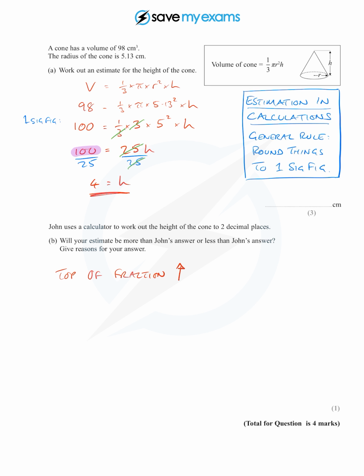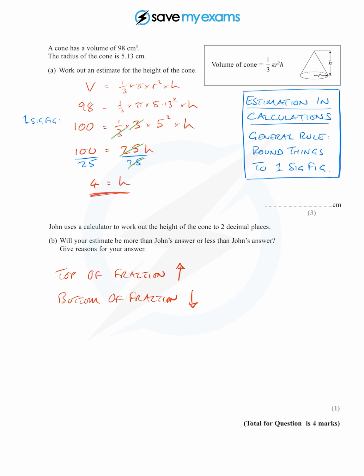What about the bottom of the fraction? Well, the bottom of the fraction that we've done is the 25. Where did the 25 come from? Well, it came from 1/3 times 3 times 5 squared, which was 1/3 times pi times 5.13 squared. And pi is bigger than 3, and 5.13 is bigger than 5. So the bottom of our fraction has gone down.